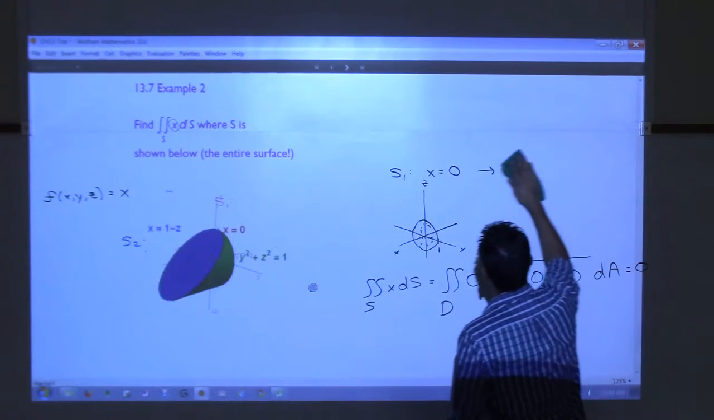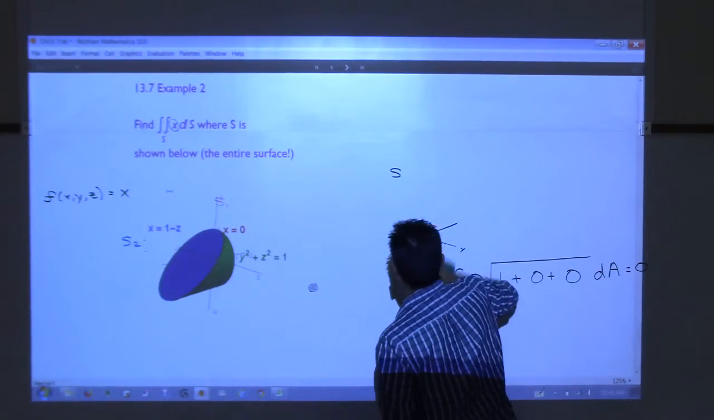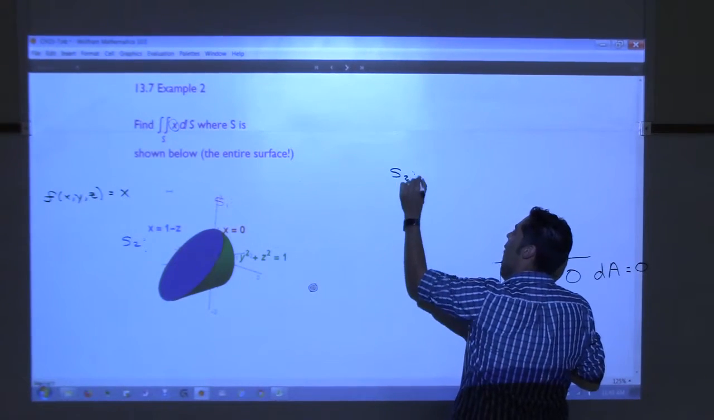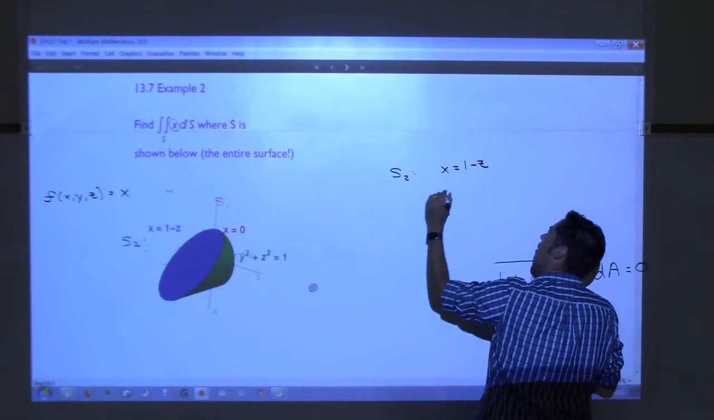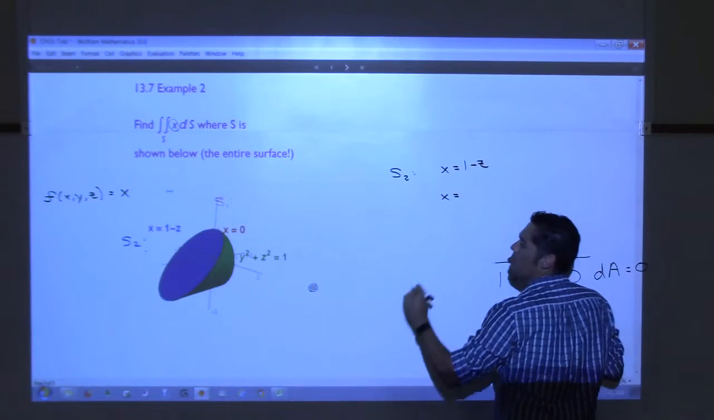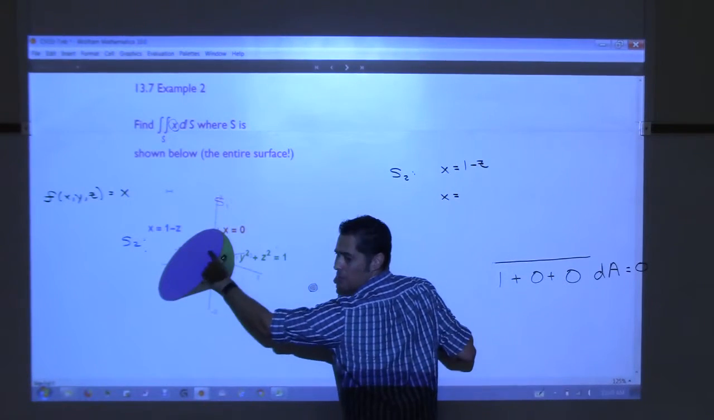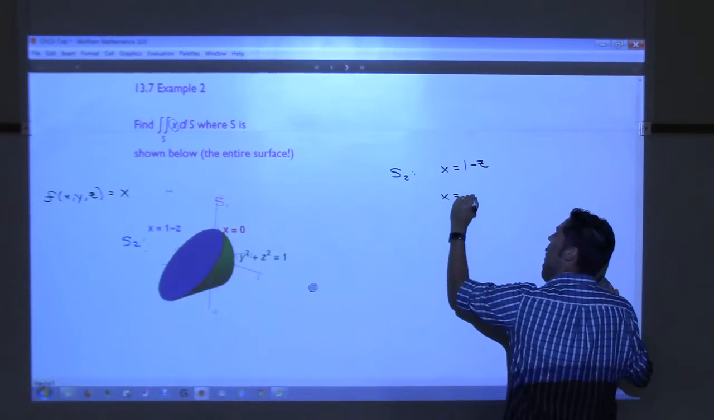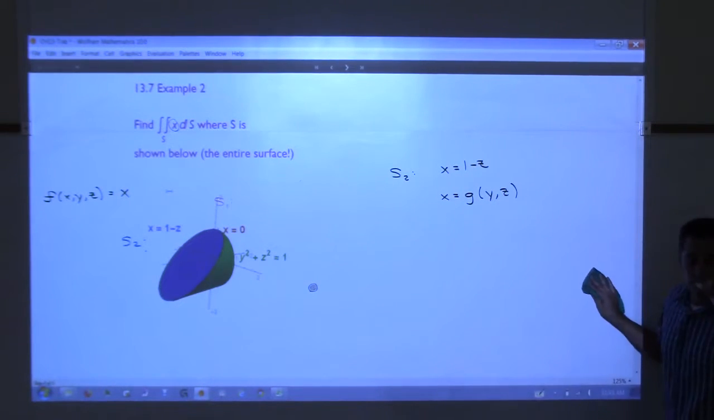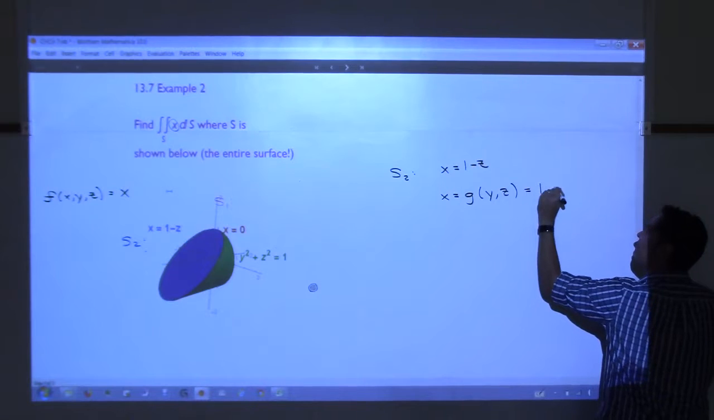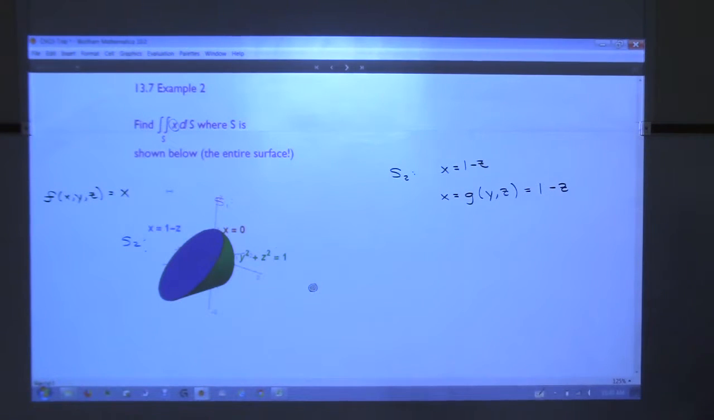S2. Tell me about S2. Well, we know x is equal to 1 minus z, right? So x is, well, no, because we're on S2, x is not 0, right? So could you say that x is now a function of y and z? Yes, right? Now, it only has z in it, but it still is a function of y and z. So we can use that same exact little shortcut, can't we?